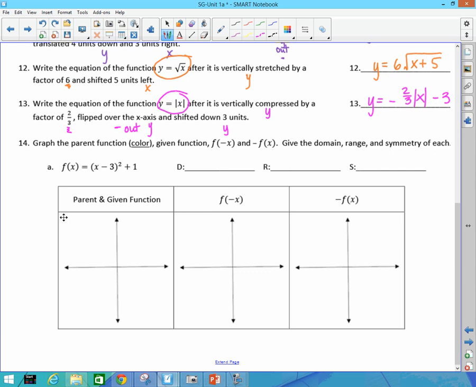So our parent function here is y equals x squared. So we got our general shape looking like this. Y equals x squared. And this is inside, it affects the x. This is outside, it affects the y. So we're going to go 3 units to the right and up 1 when I graph my new one.